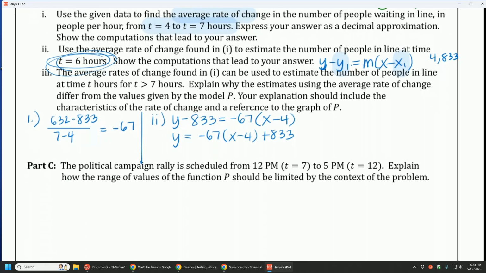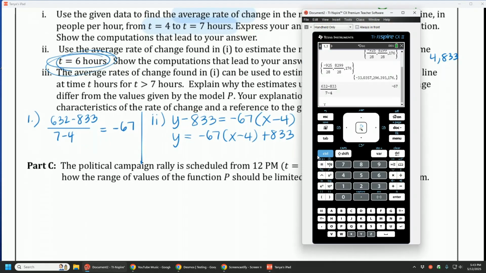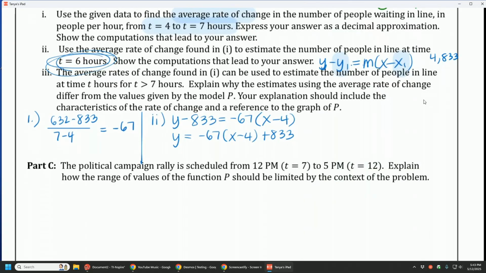Now to estimate for 6 hours, let's just plug in a 6 right there. Six minus 4 plus 833. And that gets me 699. Okay, but what was this estimating? It was estimating number of people in line. So 699 people in line.